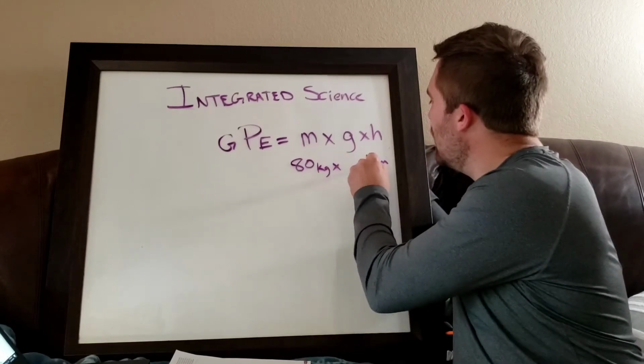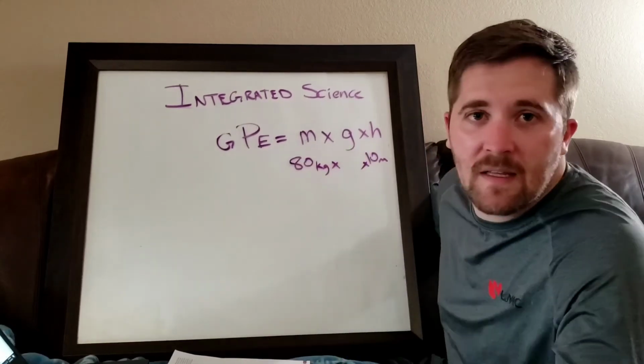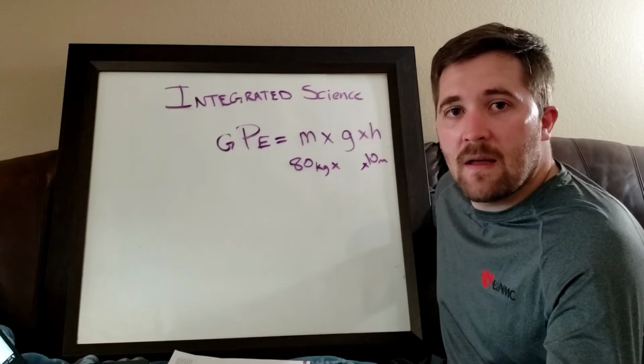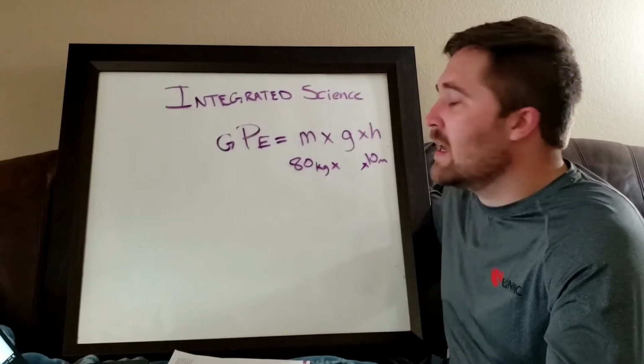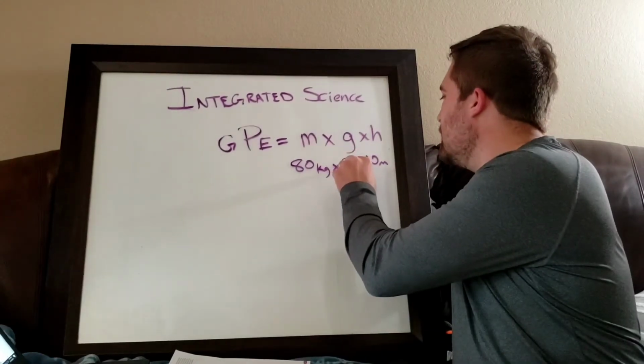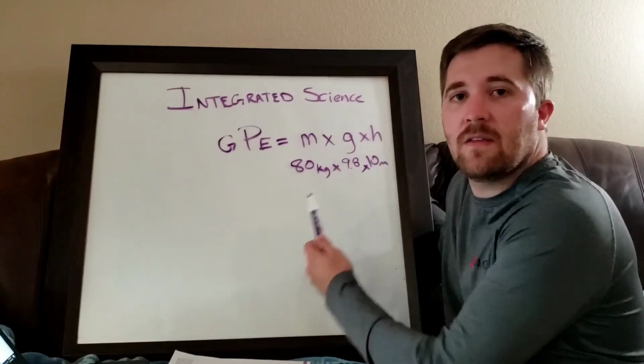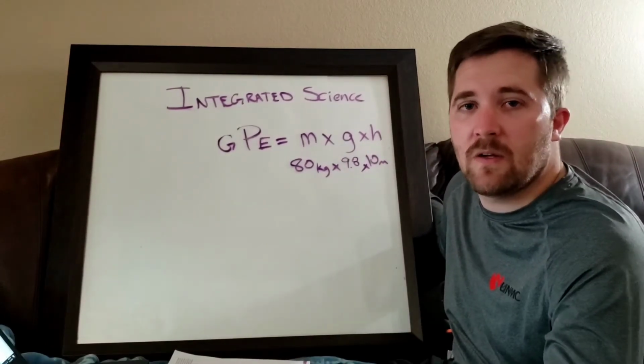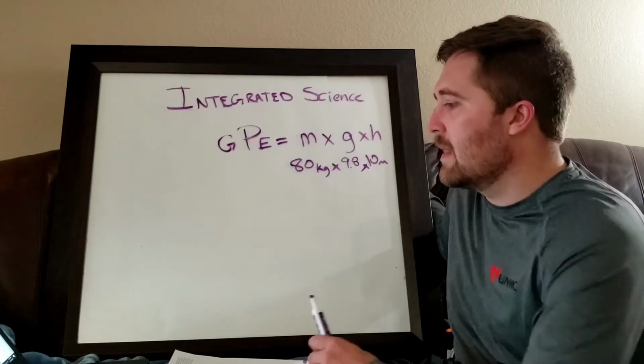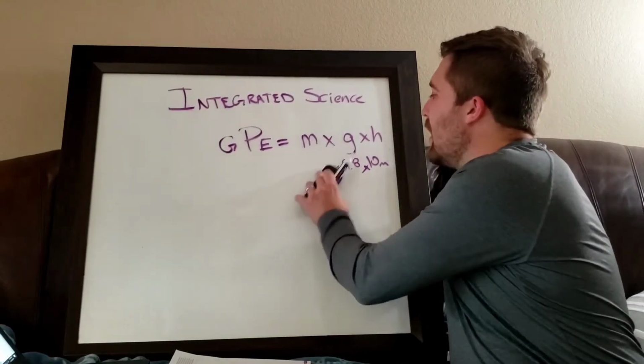And you're saying, oh wait, but what's gravity? It didn't give me gravity. That's because gravity is the same every time, guys. Gravity is 9.8 meters per second squared. Don't forget that. So all you have to do is multiply all 3 of those together and you got your gravitational potential energy.